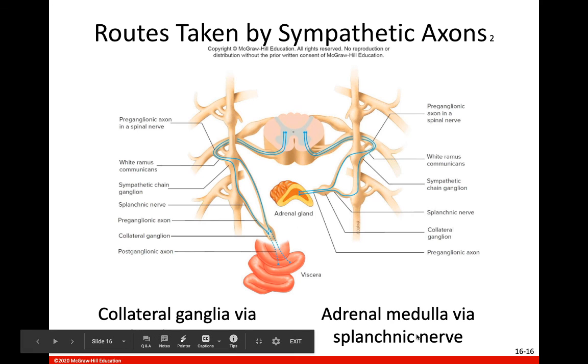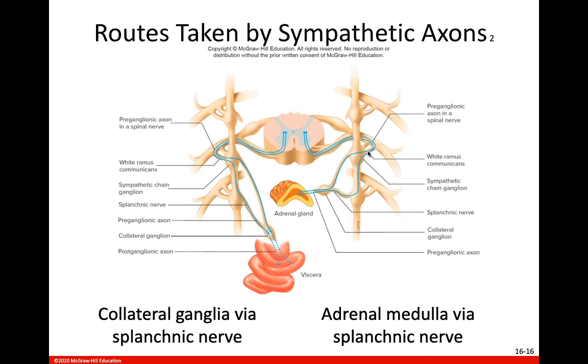And then our last route, here we have our preganglionic neuron coming out, going through the chain ganglia, going through a collateral ganglion.